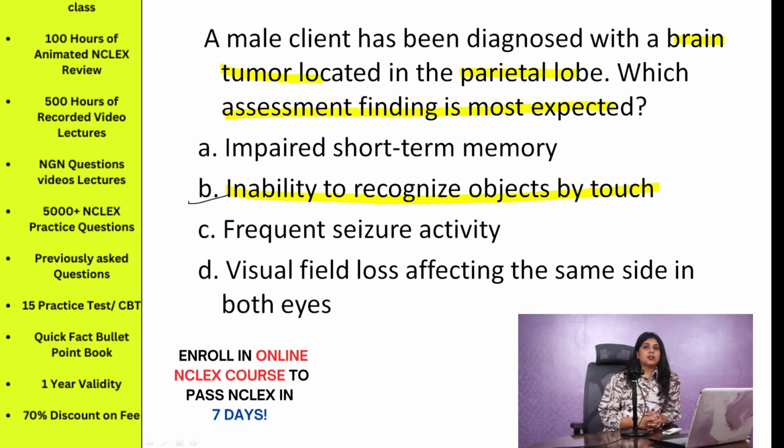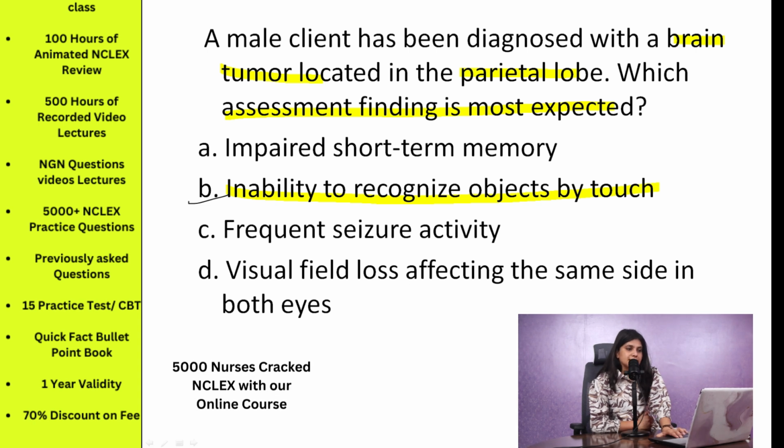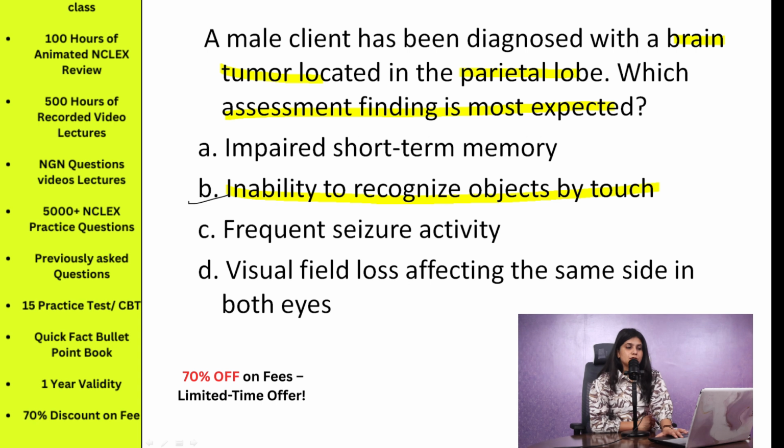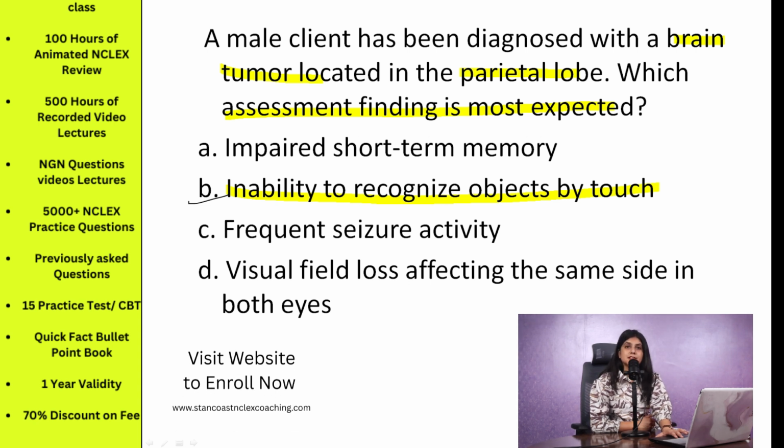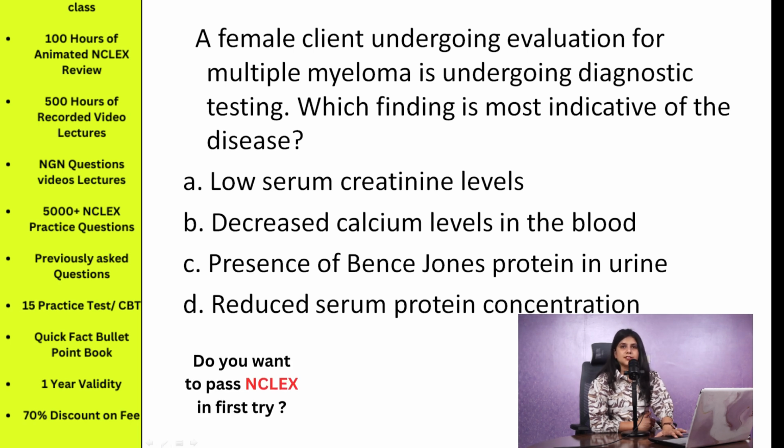A female client undergoing evaluation for multiple myeloma is undergoing diagnostic testing. Which finding is most indicative of the disease? A. Low serum creatinine levels. B. Decreased calcium levels in the blood. C. Presence of Bence-Jones protein in urine. D. Reduced serum protein concentration.